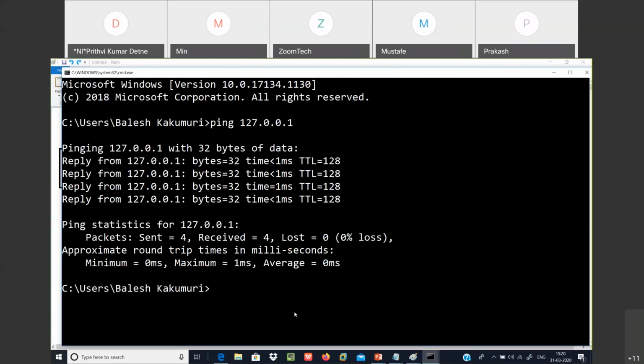So what do we use the loopback IP address to check? Testing TCP/IP in the local device. 127.0.0.1 is the local device, not broadcast. Only the local device itself. Isolated, like I can say.